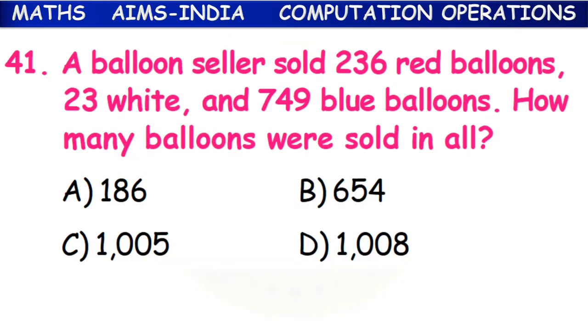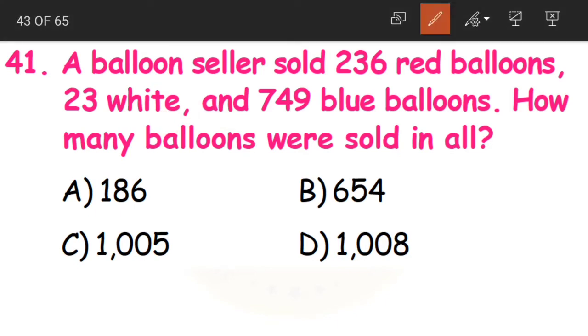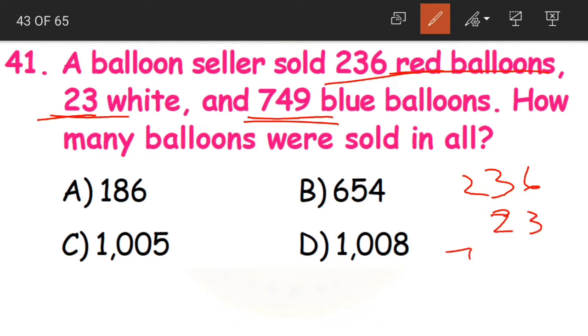Next question 41. A balloon seller sold 236 red balloons, 23 white balloons and 749 blue balloons. Now how many balloons were sold in all? It is a very easy question, right? What should we do? We should add all the colored balloons. When we add all the colors together, we will get our final answer. 236 plus 23 plus 749.